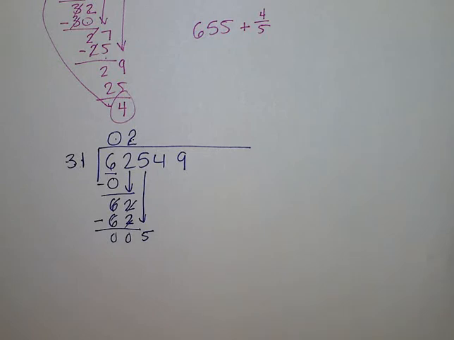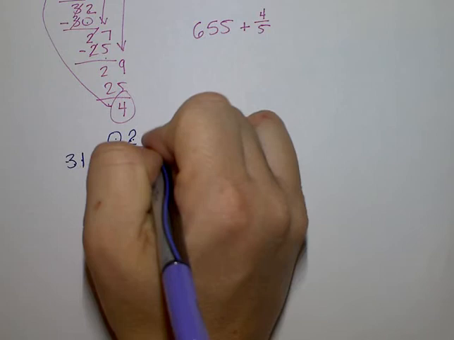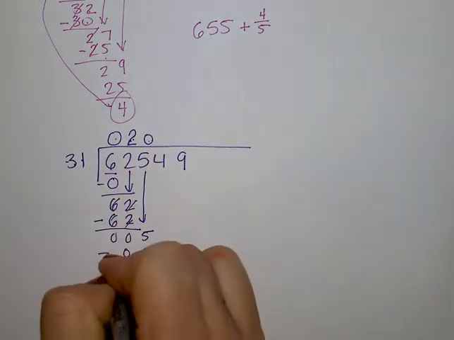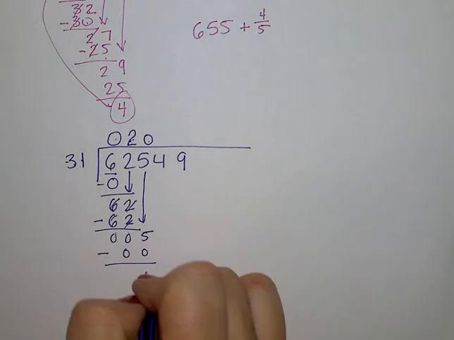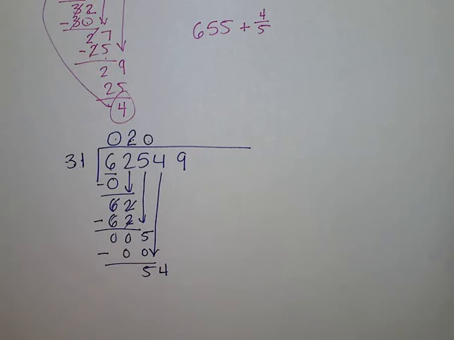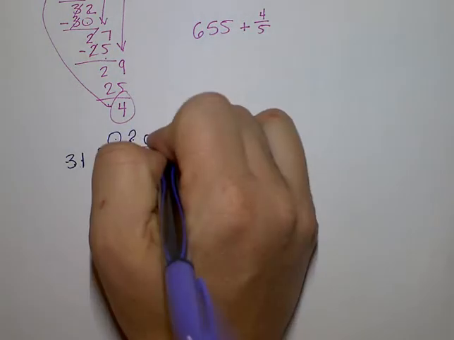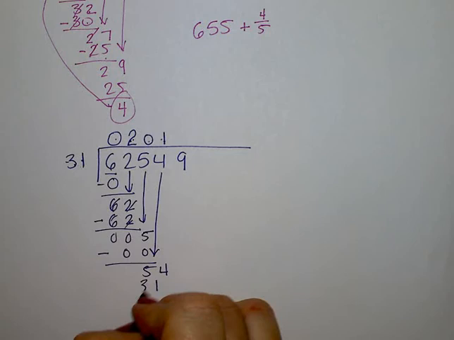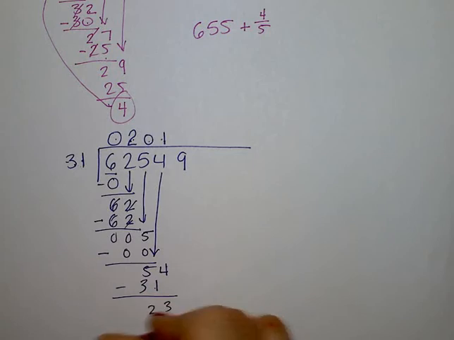31 cannot fit into 5, so I put a 0. And 0 multiplied by both numbers would be 0 in both cases. Change the sign, subtract down, and bring down the next number. Can 31 go into 54? It can go in once without going over. 1 times 1 is 1. 1 times 3 is 3. Change the sign, subtract, bring down the next number.